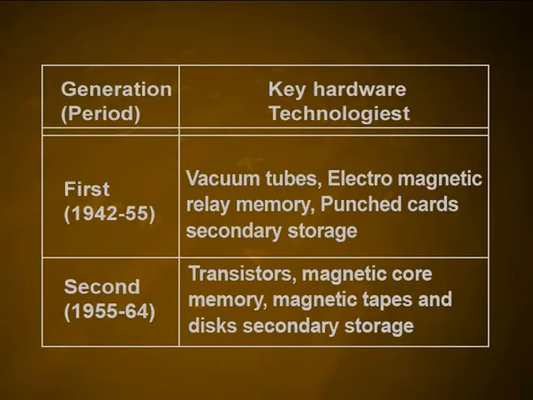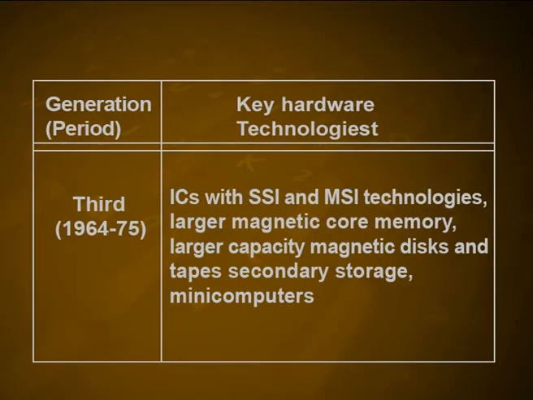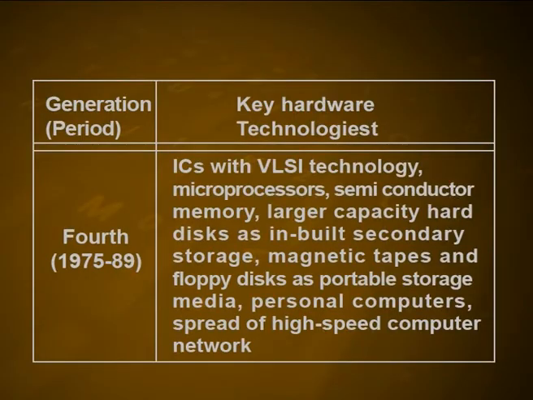When we consider the advancements in hardware, the key characteristics of each generation can be summarized as follows. Generation, period, and key hardware technologies. First, 1942 to 55: vacuum tubes, electromagnetic relay memory, punched cards, secondary storage. Second, 1955 to 64: transistors, magnetic core memory, magnetic tapes and disk secondary storage. Third, from 1964 to 75: ICs with SSI and MSI technologies, larger magnetic core memory, larger capacity magnetic disk and tapes, secondary storage, minicomputers.